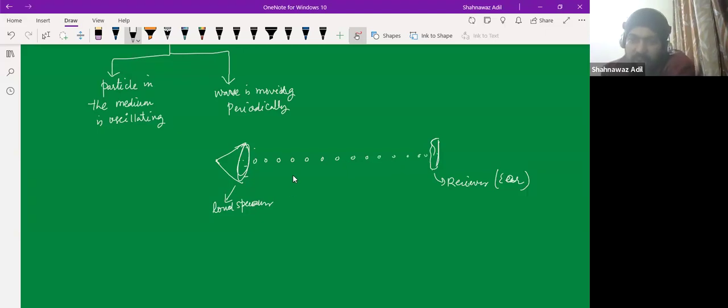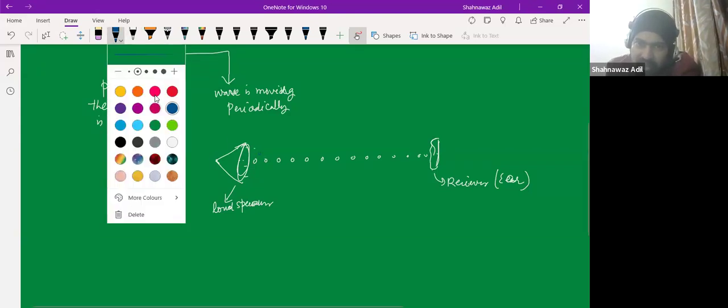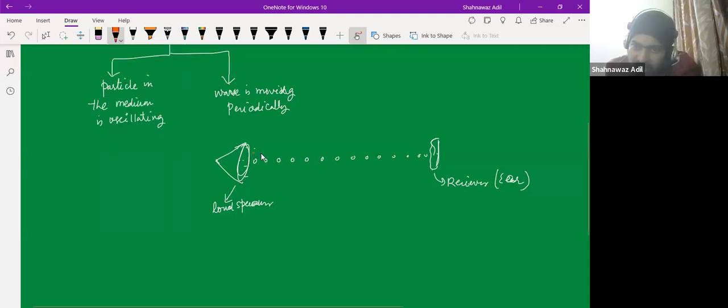So what is happening to these particles whenever this sound wave originates? These particles oscillate. They move periodically, in this way, and this way. They move periodically and simultaneously they generate a wave.